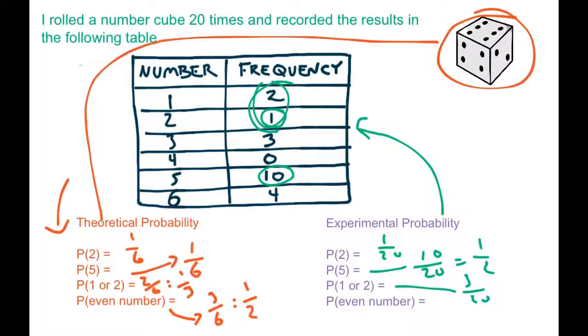And then an even number, so we're looking at, that's an even number at 2, that's an even number at 4, and that's an even number at 6. So 1, 0 and 4, that's 5/20ths, and that reduces to 1/4. Always lowest terms.